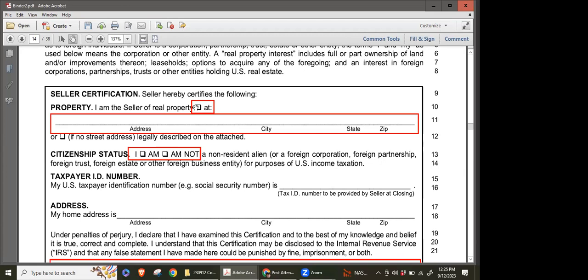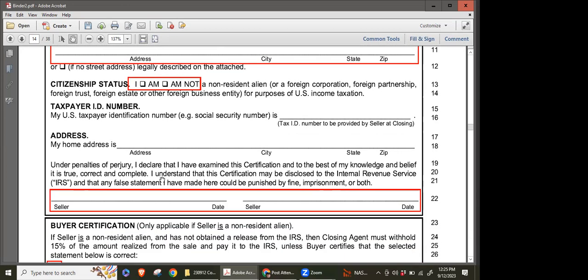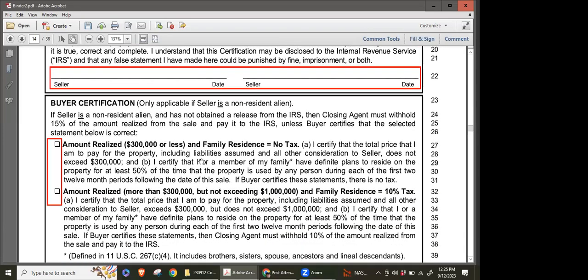There are only 3 things I look at. I make sure that box is checked on line 10, that there's a complete address, and they've done "am" or "am not." If they do "am," then I have to stop. I always make sure that they have signatures. This isn't always filled in, and it isn't part of my compliance.